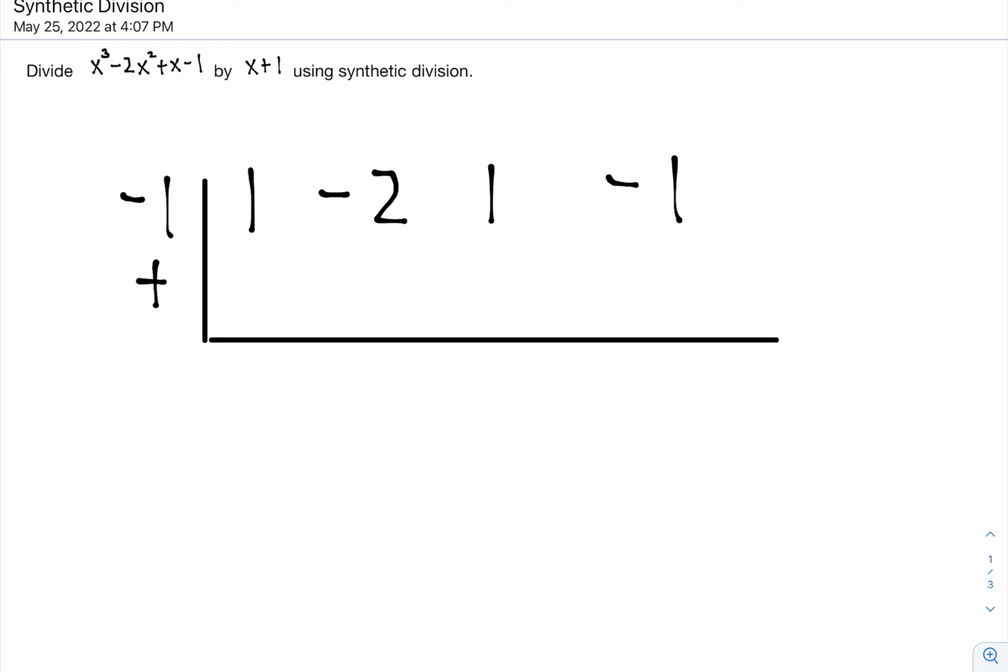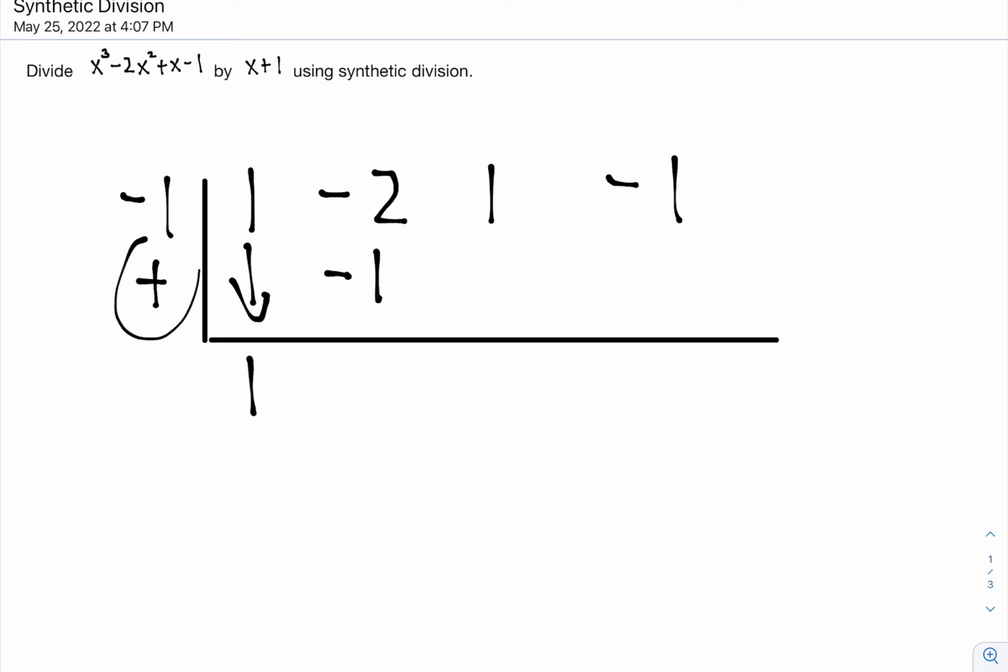And what we're going to do now is, when we synthetically divide, we always bring down this leftmost number, and that's going to start us off. So we're bringing down this 1, our first number here is 1. The next thing we do is we take this number 1 and we multiply it by this negative 1 on the side here. So 1 times negative 1 is negative 1.